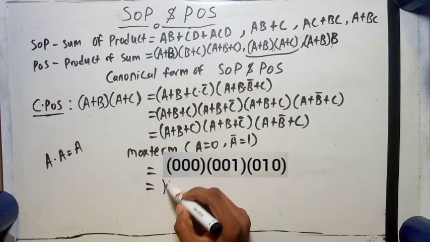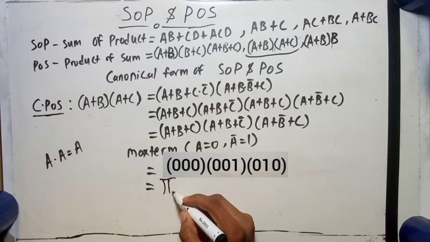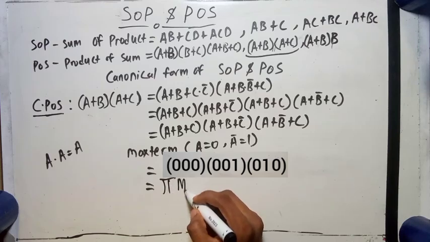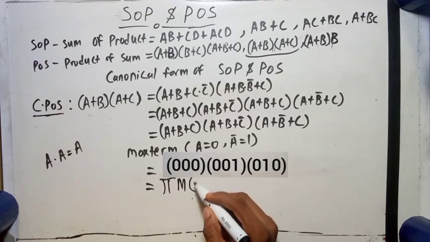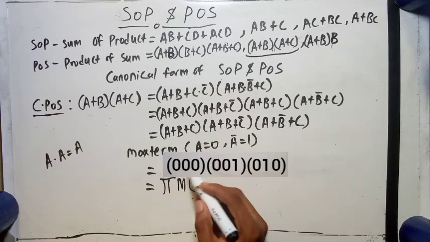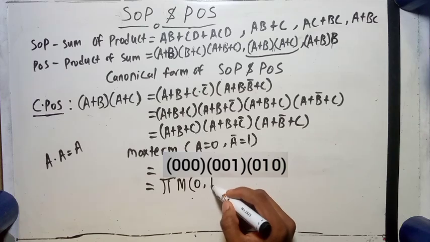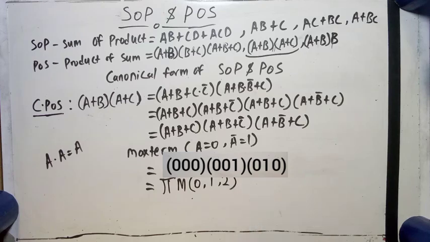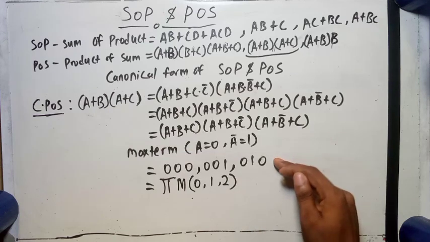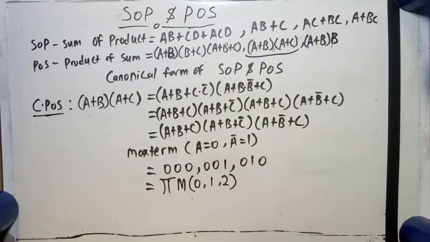So we're going to be saying the total multiple of our max term. Max term, represented as big pi, is now going to be this in decimal 0, this in decimal 1, and this in decimal we have 2. In one of our videos, we're going to be talking about converting this to decimal, in case you don't know how it works.